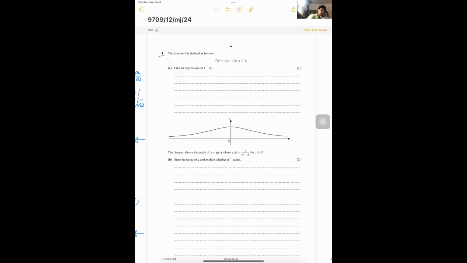So question 4, the function f is defined as follows: f(x) equals root x minus 1, and x is greater than 1. Find an expression for f inverse x. So the domain of f(x) is the range of f inverse x, right? This we would need while doing this.